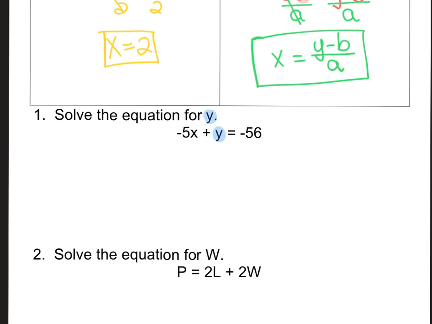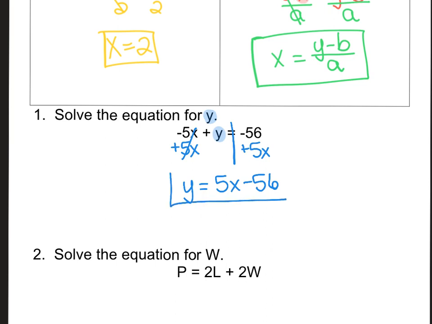Okay. So we got to think about our steps. Usually we would move anything else to the other side to get it away from y. In this case, that's negative 5x. So how do we move that to the other side? We move it to the other side by adding 5x. Now we're left with y by itself equals 5x minus 56. None of those are similar terms, so we can't combine them. So that's my answer. That's how we solve for y.